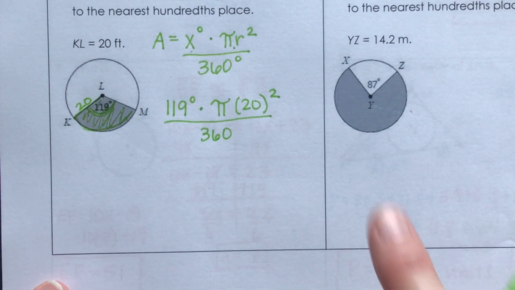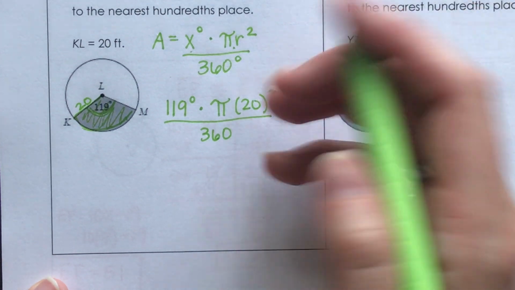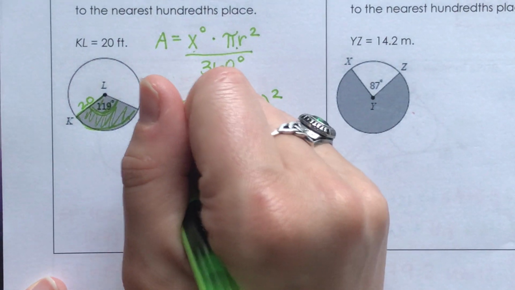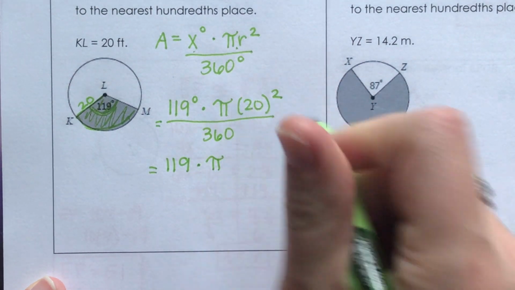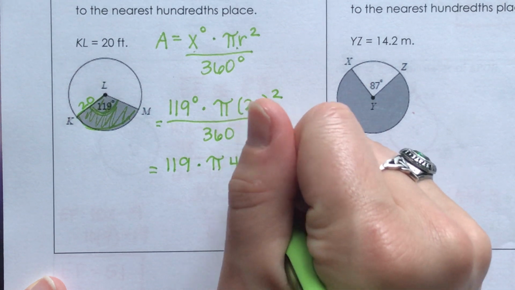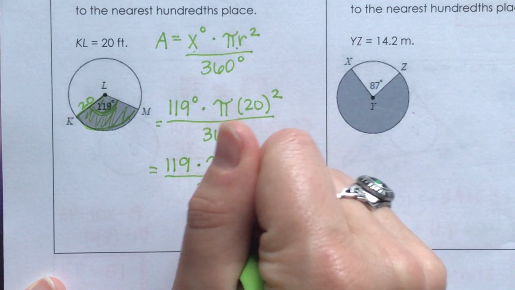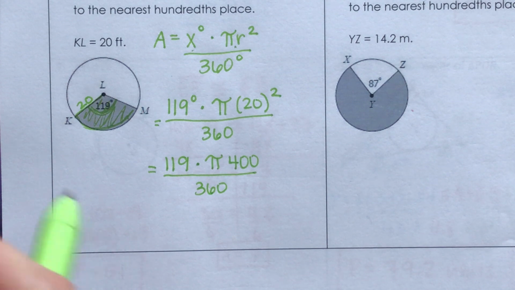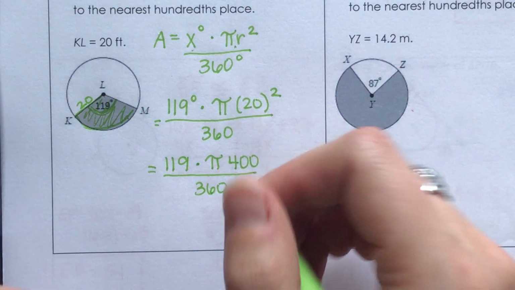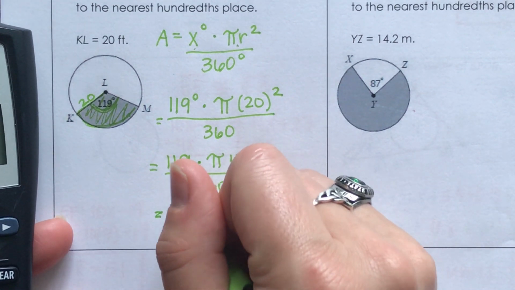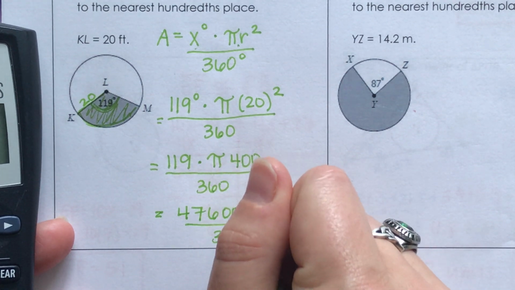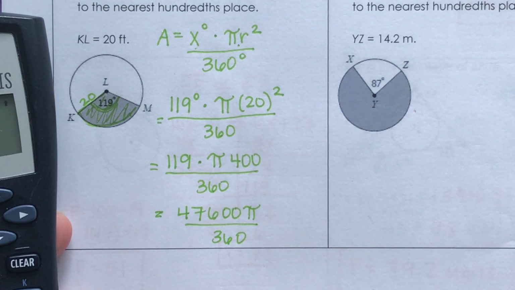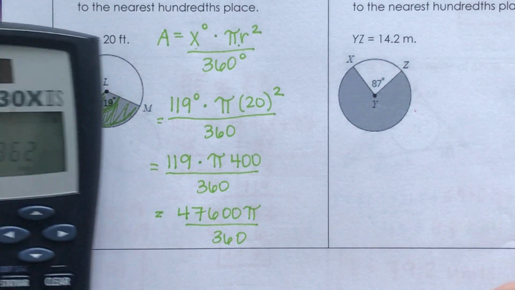First thing I have to do, order of operations, is I must do 20 squared first. So it's 119 times pi times 20 squared is 400. Do that all over 360. Okay. So times 119, I get 47600 pi over 360. So I multiply times pi, divide by 360.